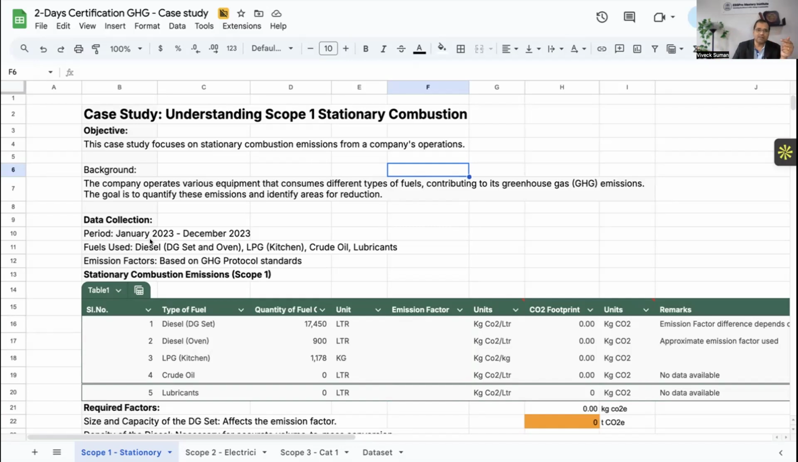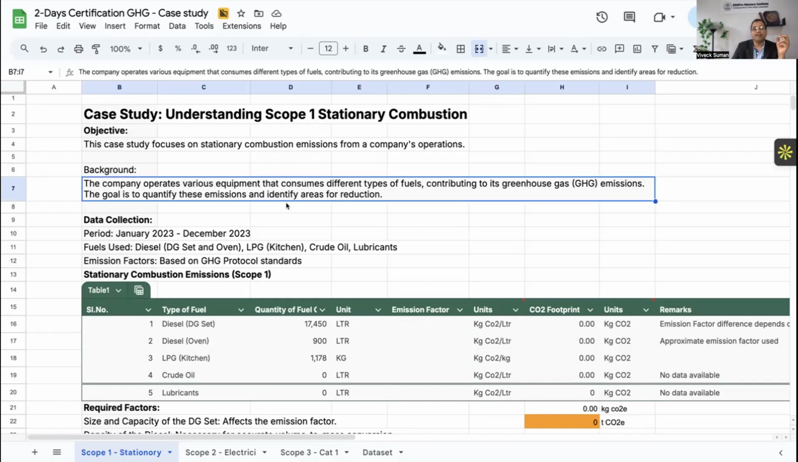So now what we will do, we will look into the first learning itself. What is the background of this company? This company operates various equipment. Is my screen visible, the Excel sheet? Yes. Okay, great. So the company operates various equipment that consume different types of fuel, right? And each fuel consumption, of course, will release a certain kind of gas emissions, and that is contributing to greenhouse gas emissions. The goal is to quantify these emissions and identify areas of reduction. That's what, as a GHG professional, you should be targeting.